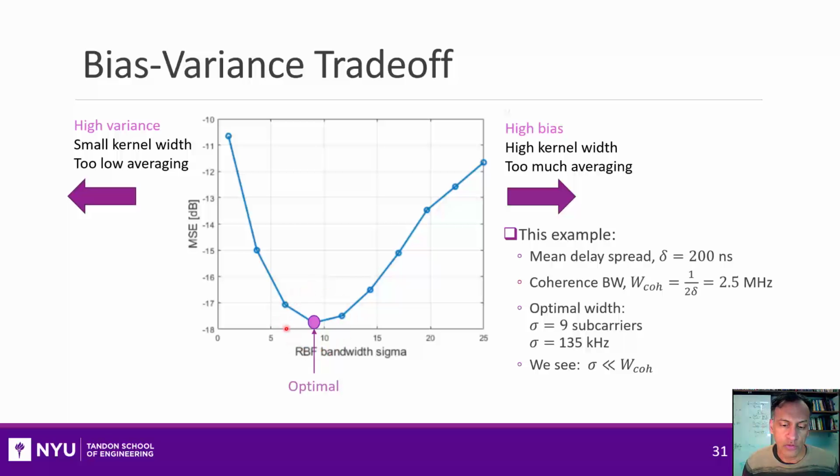And that optimal value will depend on the rate of variation of the channel, the coherence bandwidth, and the noise. Just to give you an example here, interestingly, we got an optimal value around 9. In this case, the mean delay spread was about 200 nanoseconds. That means the coherence bandwidth is roughly 1 over 2 times that, so about 2.5 megahertz. 9 subcarriers in this case would correspond to about 135 kilohertz, which is quite a bit smaller than the coherence bandwidth. It's not trying to push it up close to that because it doesn't want to introduce too much bias error.